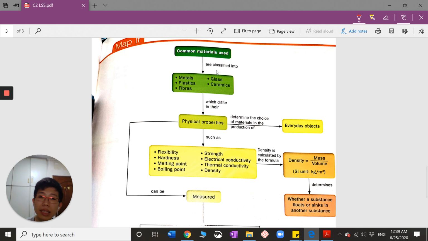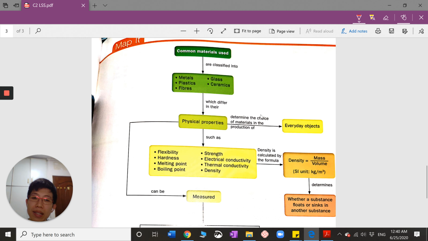And the next thing to ask is, what is different between these five common materials? So this leads us to the main question: since these five materials have different physical properties, that's why we use different materials for different purposes in our everyday objects.